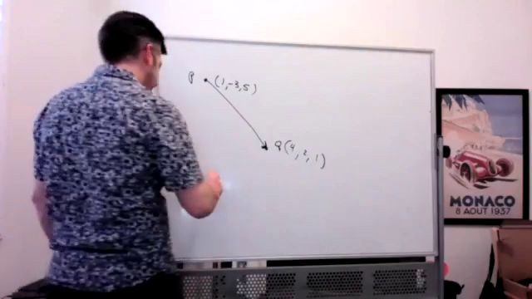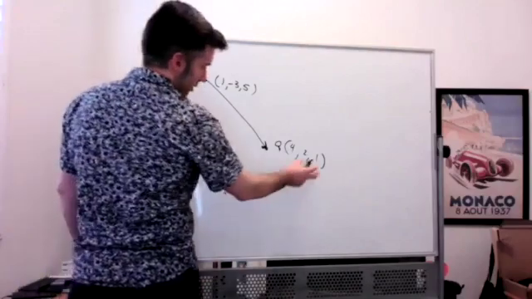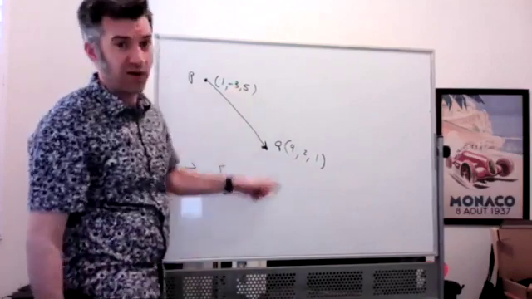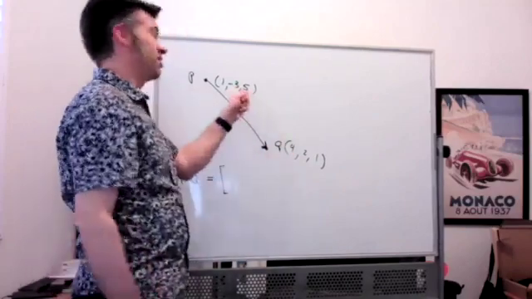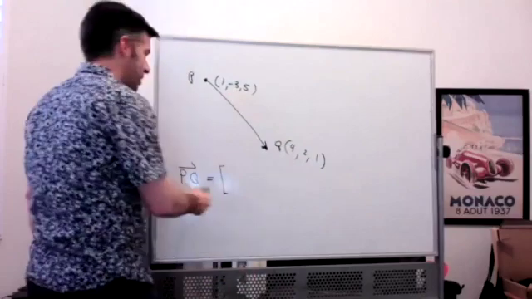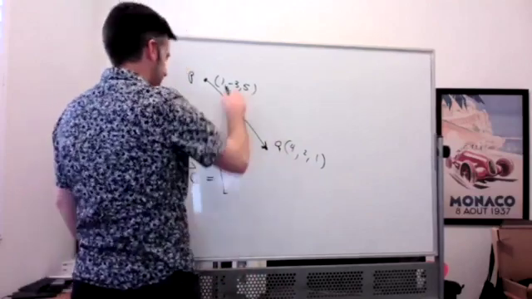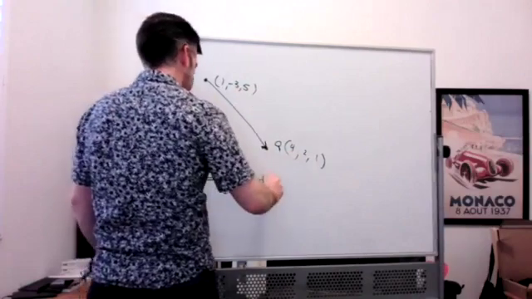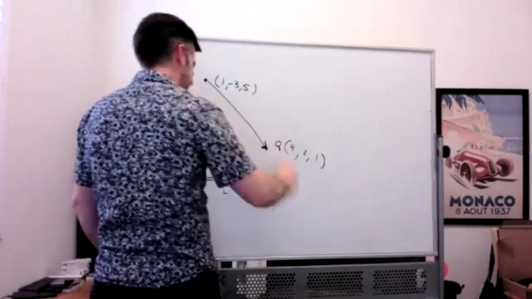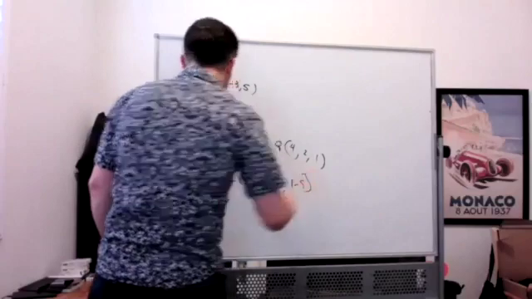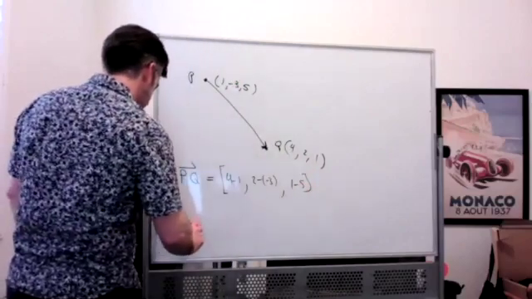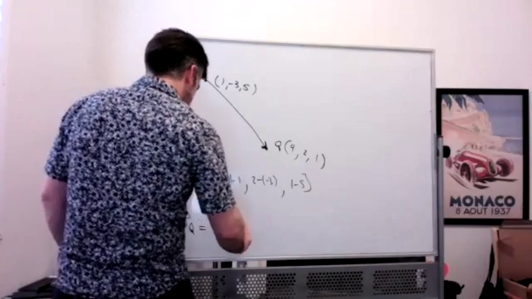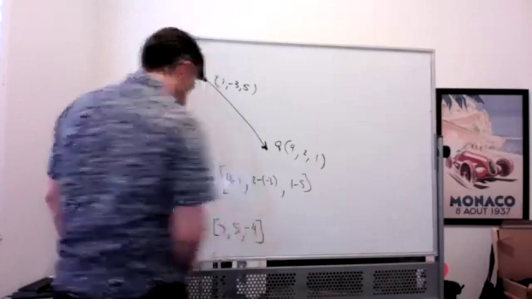And the way you're going to find that is it's going to be the coordinates of Q minus the coordinates of P, or the coordinates of where you end minus the coordinates of where you begin. So PQ is going to be 4 minus 1, comma 2 minus 3, comma 1 minus 5. So the vector PQ would be the vector 3, 5, negative 4.